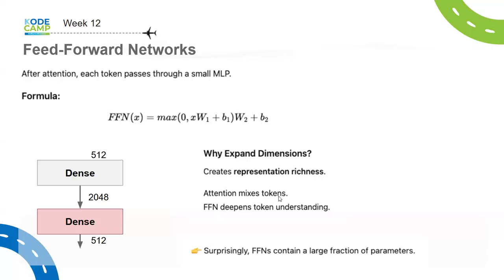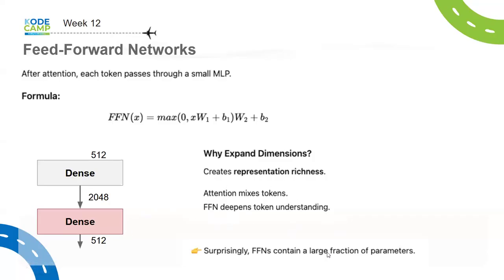So the attention mixes the tokens, right? That's the attention block, both the encoder and the decoder, and gives you an idea of the relative importance of tokens to each other and to the overall meaning. But the FFN, the feed-forward network, gives the model a richer, deeper understanding of the tokens, right?